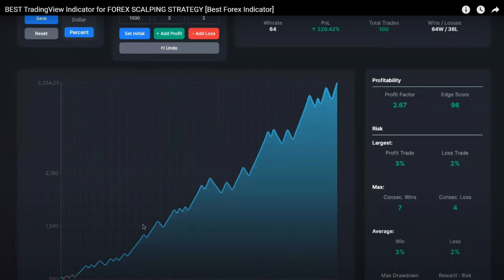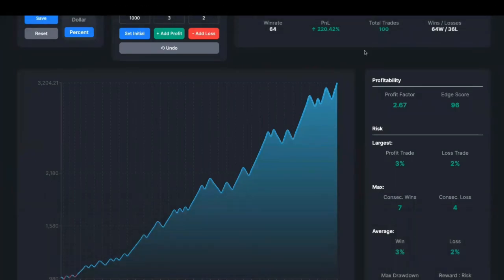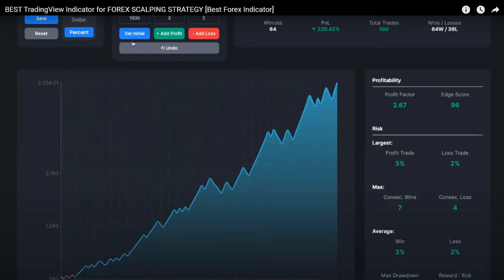So here are the results of the back test. I tested this 100 times, 100 trades. This got a 64% win rate. So 64 wins, 36 losses. So it has a 64% win rate.